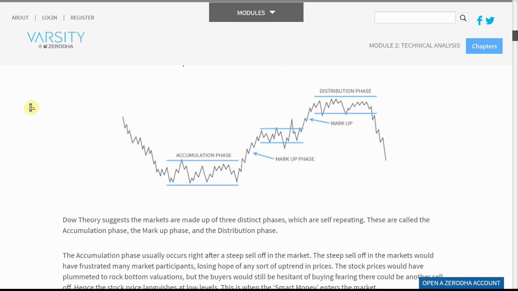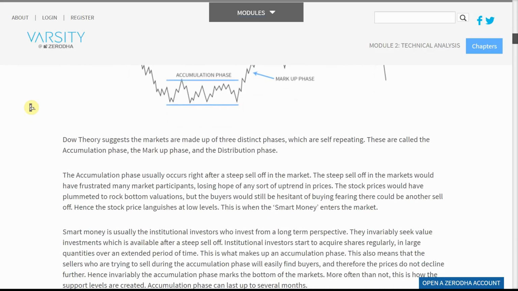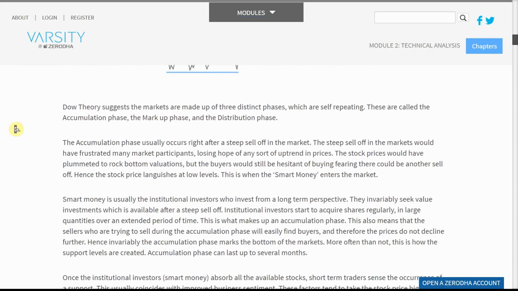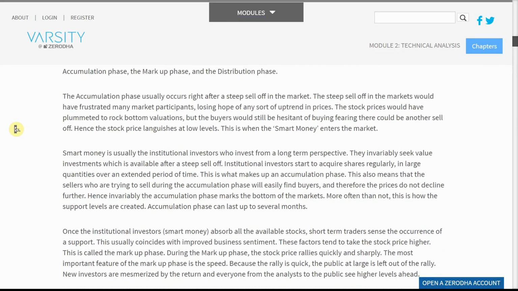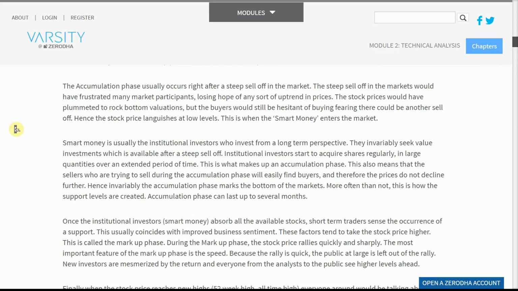The accumulation phase usually occurs right after a steep sell-off in the market. The steep sell-off in the markets would have frustrated many market participants, losing hope of any sort of uptrend in prices. The stock prices would have plummeted to rock-bottom valuations. But the buyers would still be hesitant of buying, fearing there could be another sell-off. Hence the stock price languishes at low levels.